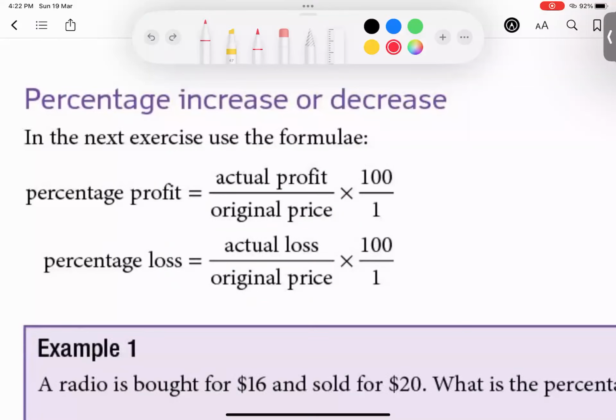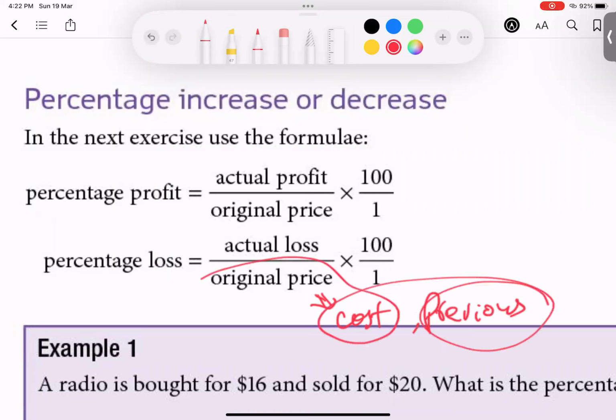What is original price? In some sense, it is also called cost. I said before: original price, cost price, previous price. Even the previous price, if we have to plug it in, we write previous price, cost, original in the denominator. So let's start some questions.